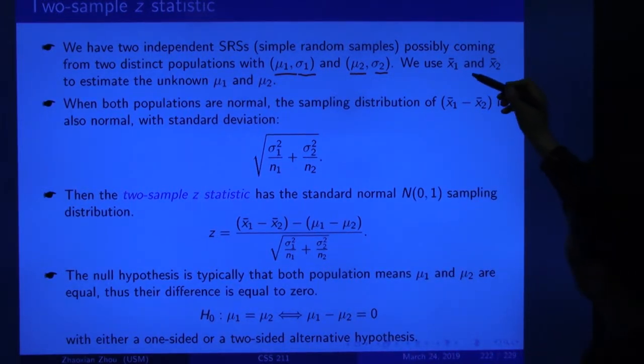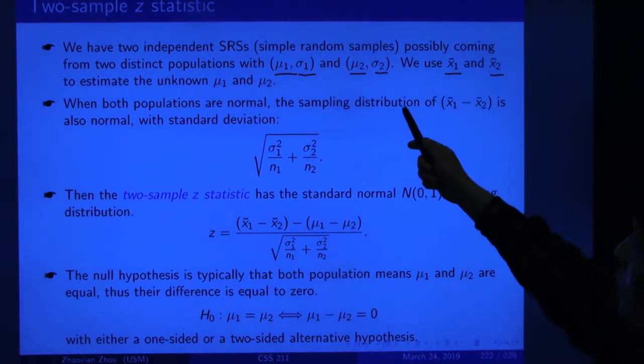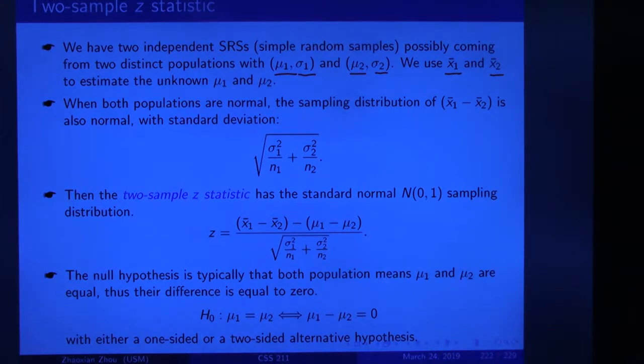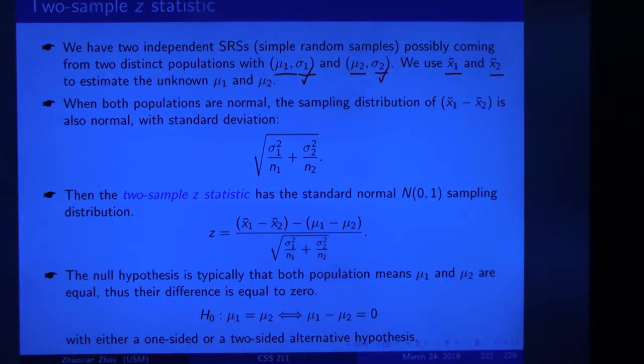And we know the mean of sample 1 and the mean of sample 2. We are going to use x1 bar to estimate the unknown mu1, and we use x2 bar to estimate the unknown mu2. But we know sigma 1 and we know sigma 2, because we know the standard deviations of the two populations, so this is a z-test. But we have two samples, so that's why it's called a two-sample z-test.